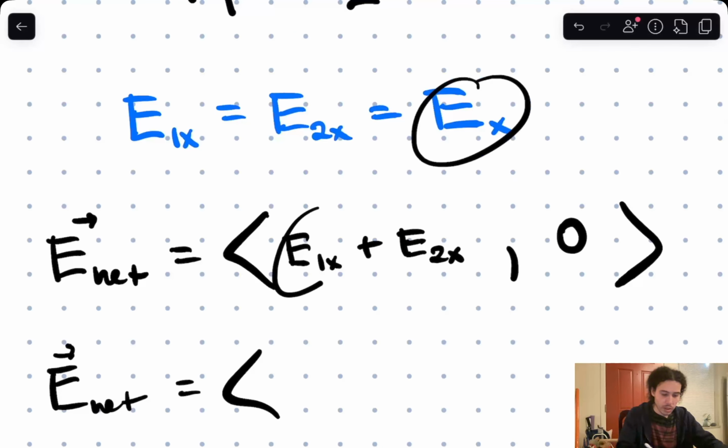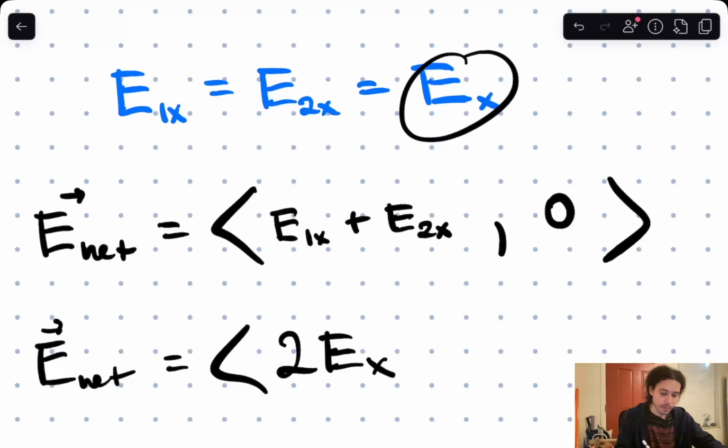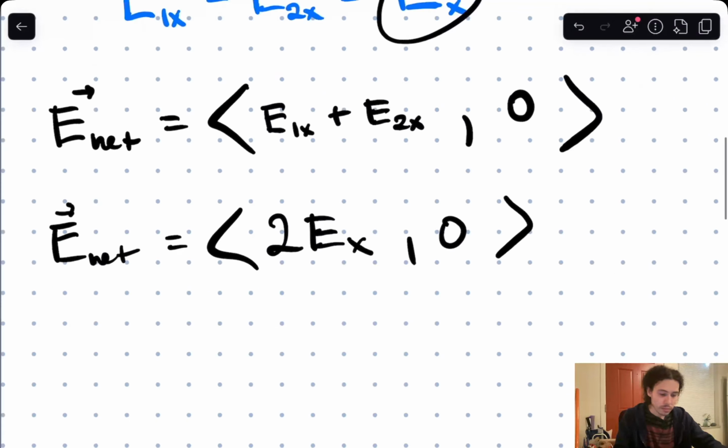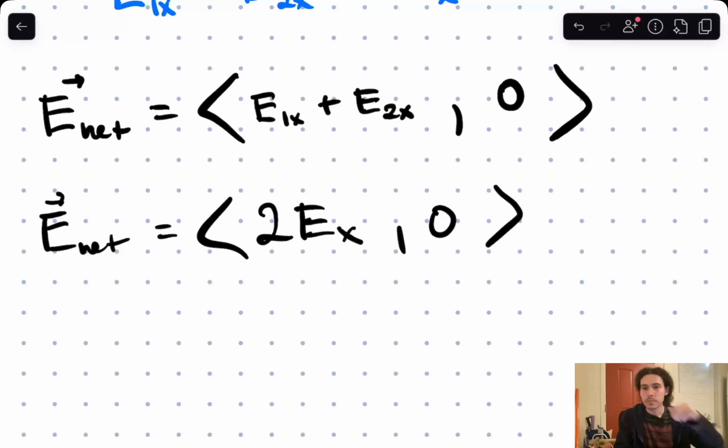Both of these are just equal to Ex, so I'm just going to say 2Ex. We're adding them up. Carry down to 0. And now we have to further define this Ex.